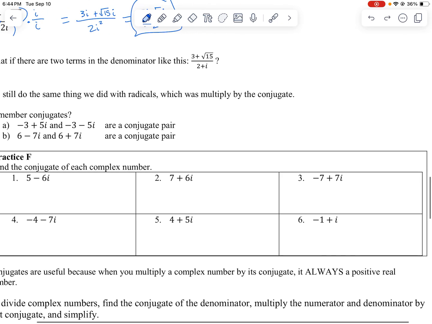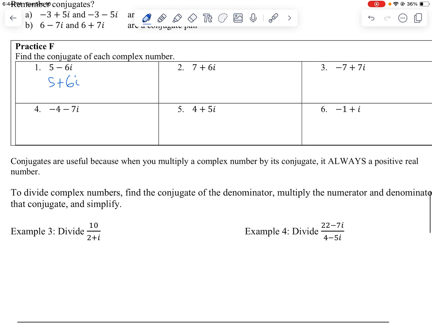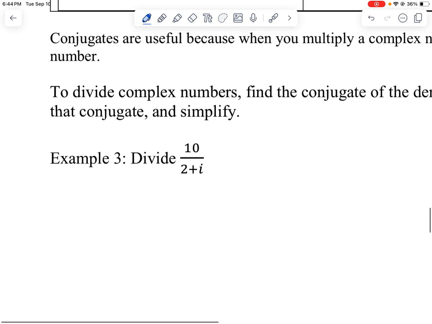And the practice section F is just writing the conjugate. Something like 5 minus 6i becomes 5 plus 6i. It's easy to just go through and write the conjugates for those. There's one thing that's awfully handy when you multiply by the conjugate, and we saw this when we were dealing with radicals, is that when you multiply by the conjugate, it gets rid of all the radicals when you have, well, two binomials. And so that's what we're trying to do. So we're going to use example 3 and 4 to help us see this.